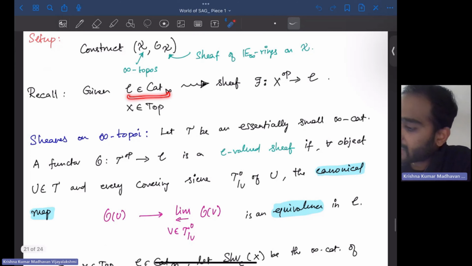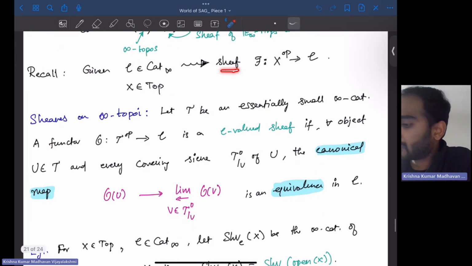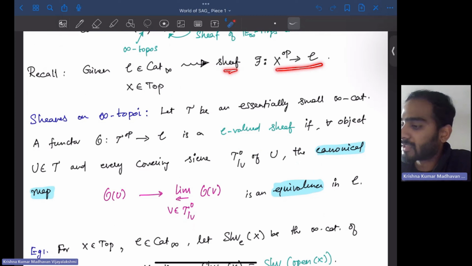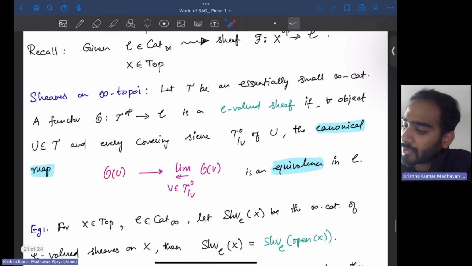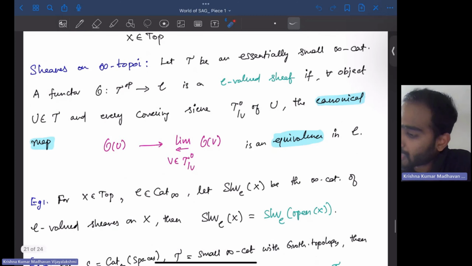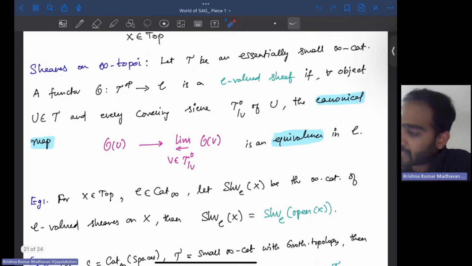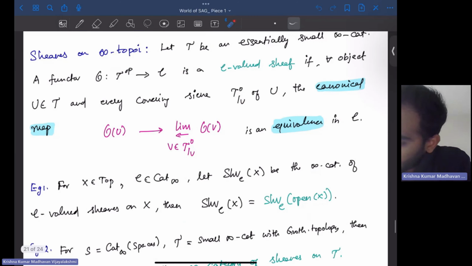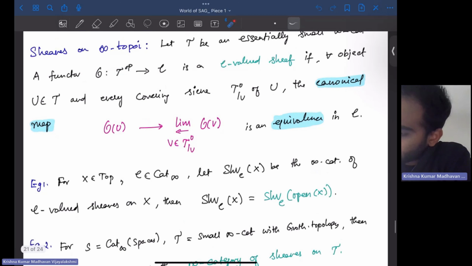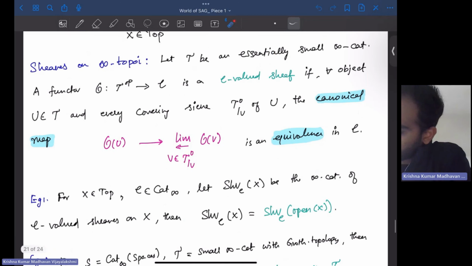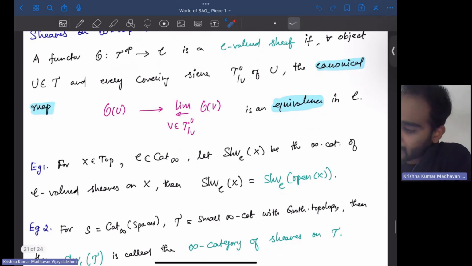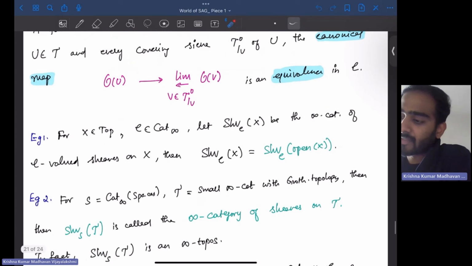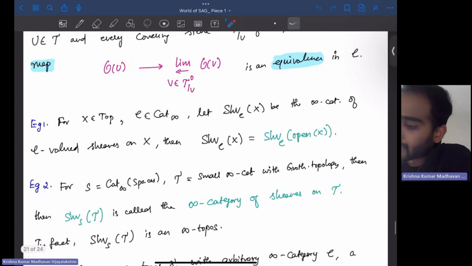So given any infinity category, there's a natural way of associating a sheaf to it, which is just given by the open subsets. Right? So instead of any category, we can also build a sheaf on infinity topoi, which is just some sheaf that takes values on a given topos. So for example, a pre-sheaf here becomes a sheaf if and only if it satisfies this canonical map criteria. So this has to be an equivalence of categories, exactly the same as we have seen in the one categorical setting.